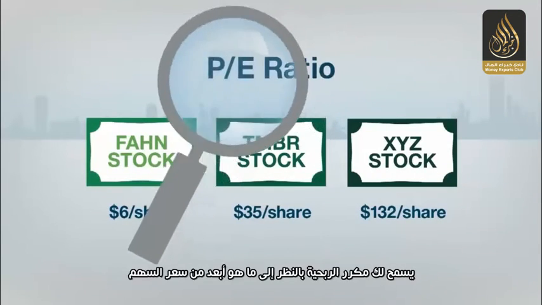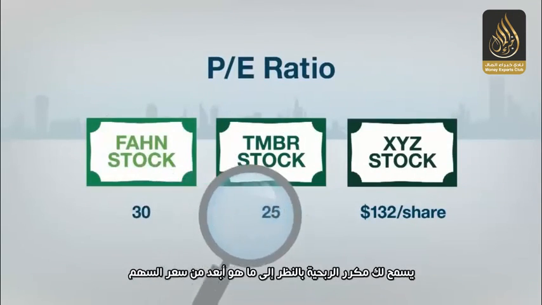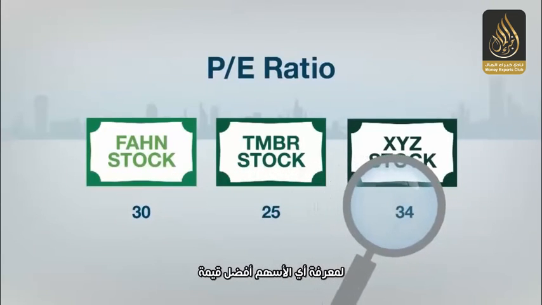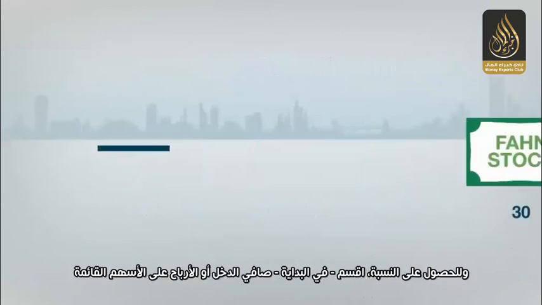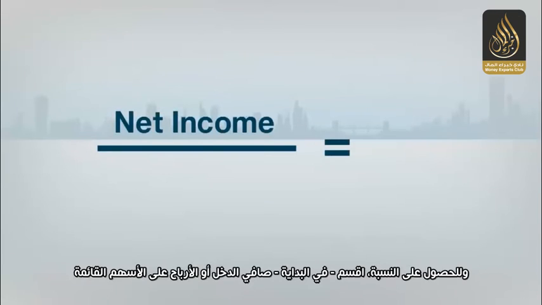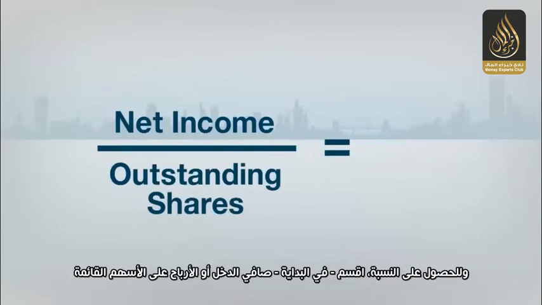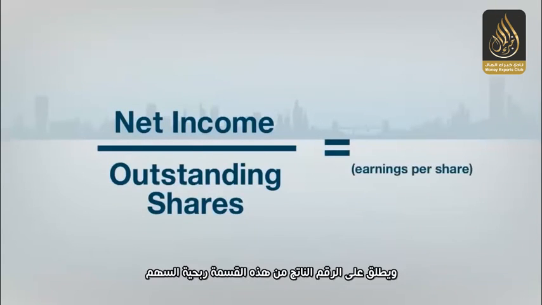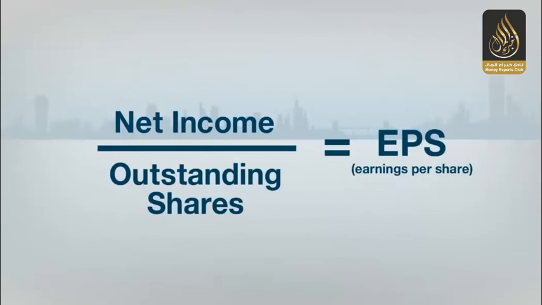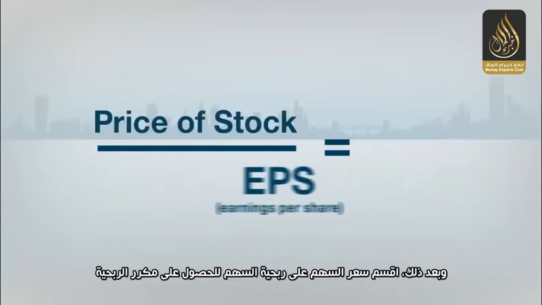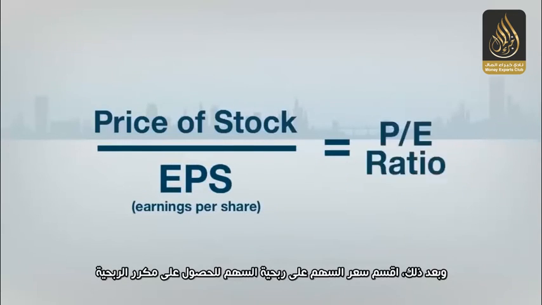The PE ratio allows you to look beyond the price of a stock to see which company could be the best value. To create this ratio, first divide the net income or earnings by the number of outstanding shares. This number is called earnings per share or EPS. Next, divide the price of the stock by the EPS to get the PE ratio.